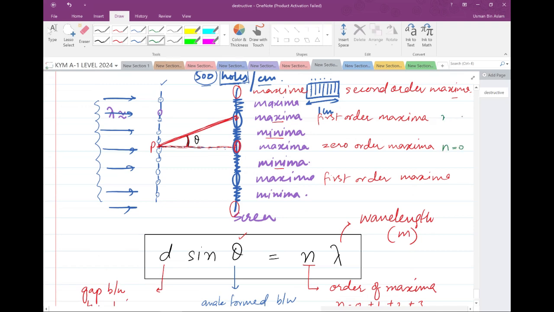Here, n is equal to plus 1. And the one that lies below the central line has n equal to minus 1. The second order that lies above the central position, for that n is equal to plus 2. And if there was a second order maxima forming below the line, for that n is going to be equal to minus 2.